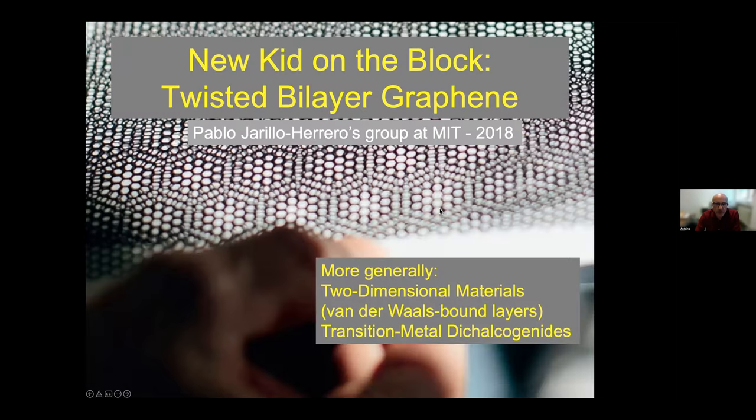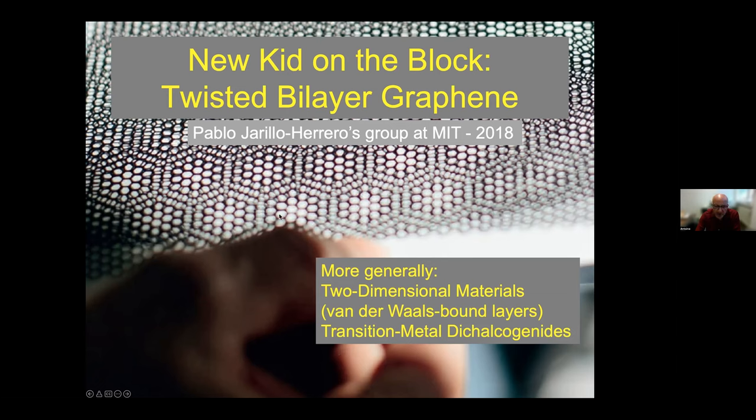And of course, the sort of new kid on the block in the big family of strongly correlated electron materials are all the twisted materials, starting with twisted bilayer graphene and the discovery of superconductivity 4 years ago in this class of materials. And more generally, all the two-dimensional materials, twisted or not, which are quasi-2D because they are van der Waals bonded between layers, especially the very big family of transition metal dichalcogenides and other related materials.